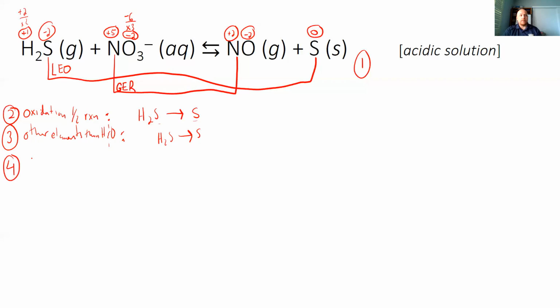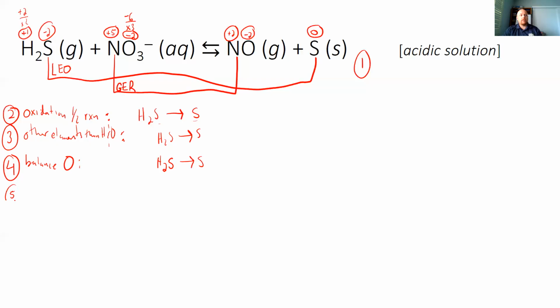Step 4 is to balance oxygen. Now we do that by adding an oxygen to either side, but you know what? It's also already balanced. So that means that for step 4, I get to a half reaction that looks like this. H2S reacts to form S.